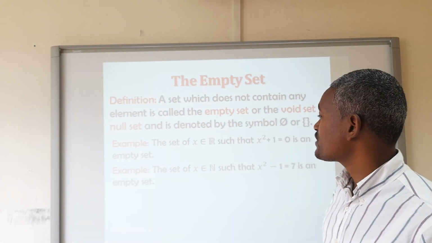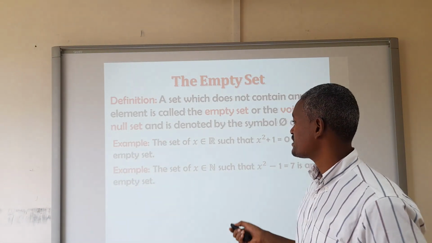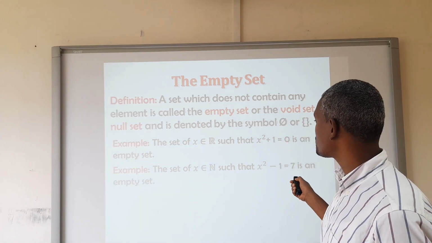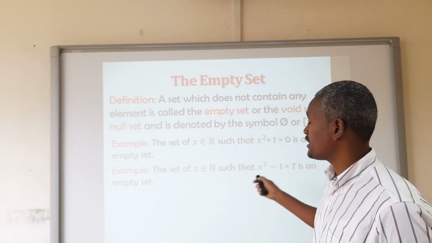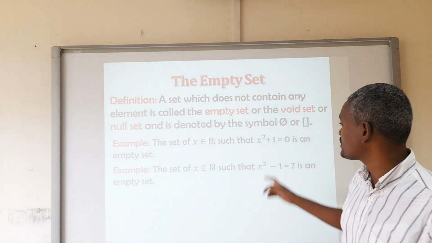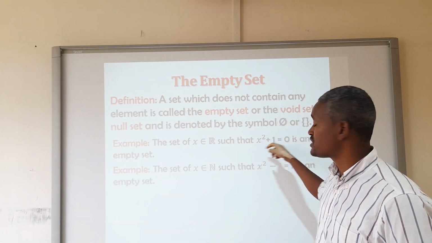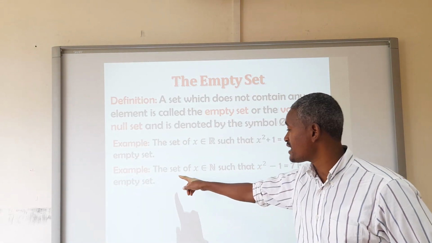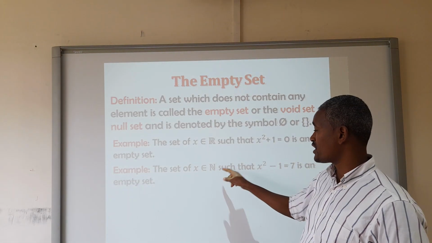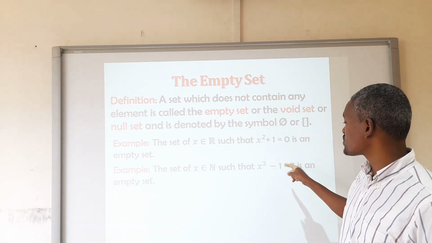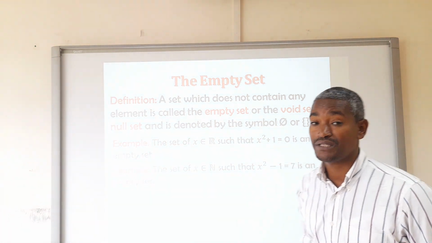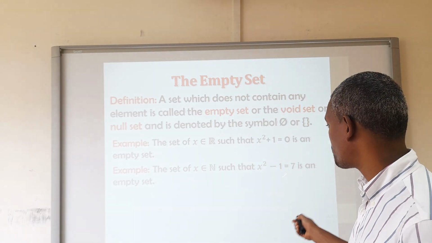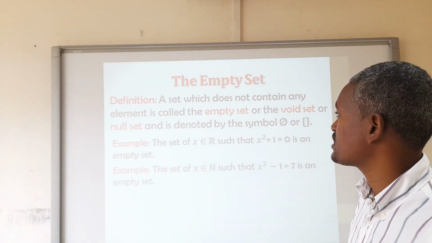For instance, the set X, an element of the real numbers, such that x squared plus 1 is equal to 0, is an empty set, because there is no real number that satisfies this equation. Another one, the set X, an element of the natural numbers, such that x squared minus 1 is equal to 7, is also an empty set, since there is no natural number that satisfies this equation.